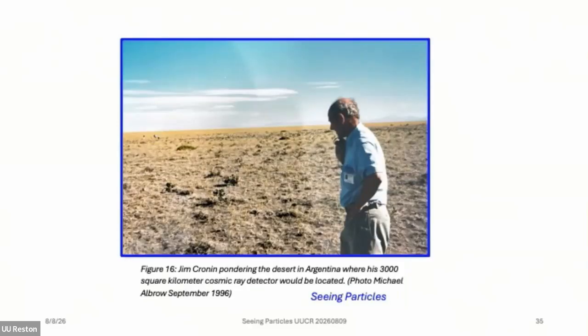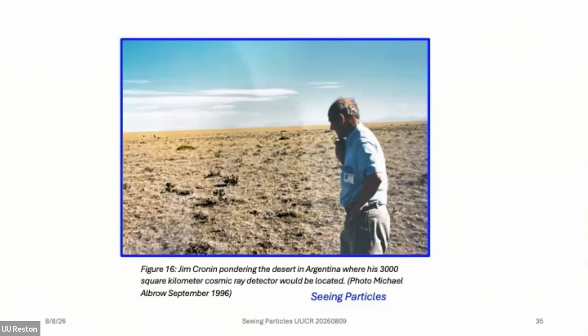So Jim Cronin, who got the Nobel Prize before for showing that matter and antimatter are not identical, there's a violation of the symmetry between matter and antimatter, and he started this project. I met him at Fermilab, and he asked me if I'd help with the design report. We went down there to the site in Argentina.